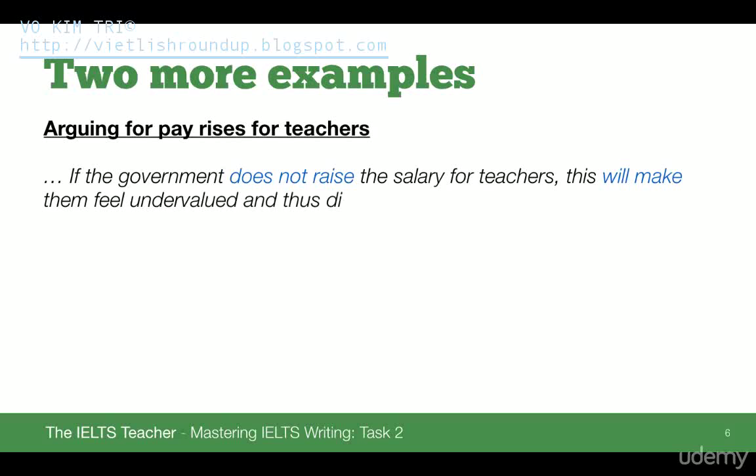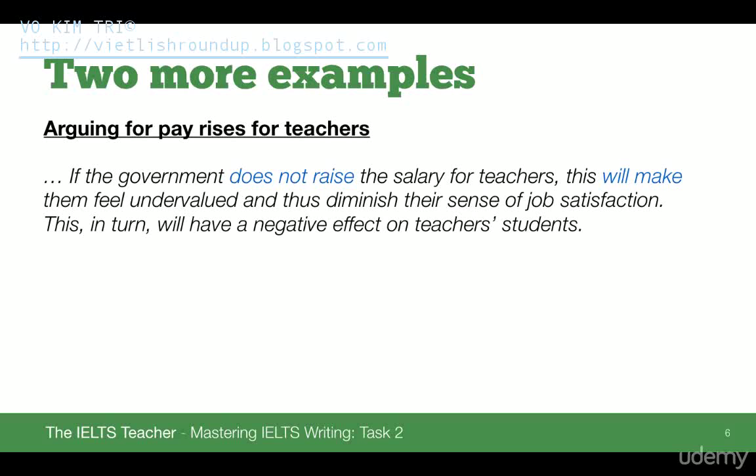If the government does not raise the salary for teachers, this will make them feel undervalued and thus diminish their sense of job satisfaction. This in turn will have a negative effect on teachers' students. So remember, this comes at the end of the body paragraph, not at the beginning. And notice we're using the first conditional here because we think it's likely. It's a very possible situation that the government doesn't raise salaries for teachers.